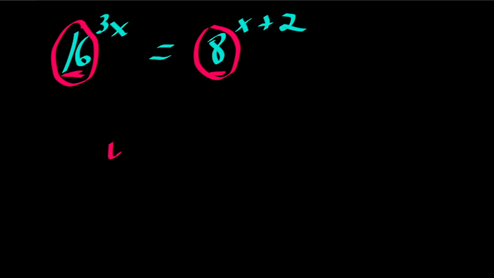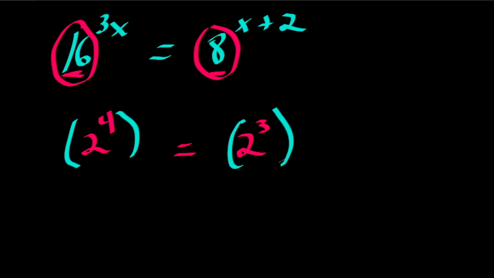Let's try 2. So 2 to the what power gives us 16? Well, that's 2 to the fourth power. Could we write 2 to a power to get to 8? Yeah, we could. We could write that as 2 to the third power. So that's how we're going to break each of these down. This is our new base, 2 to the third, 2 to the fourth. And now we still have 3x here, and we have x plus 2 here.